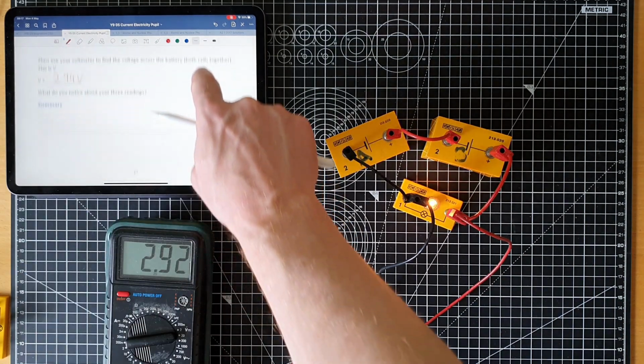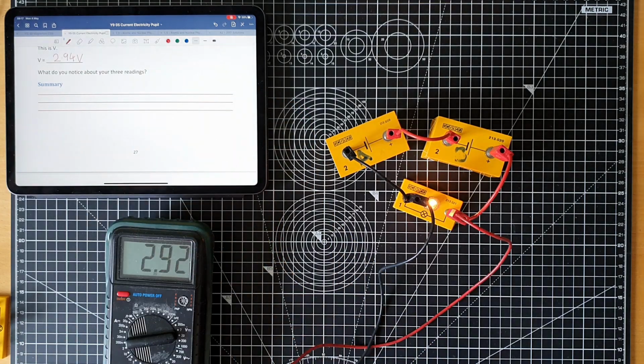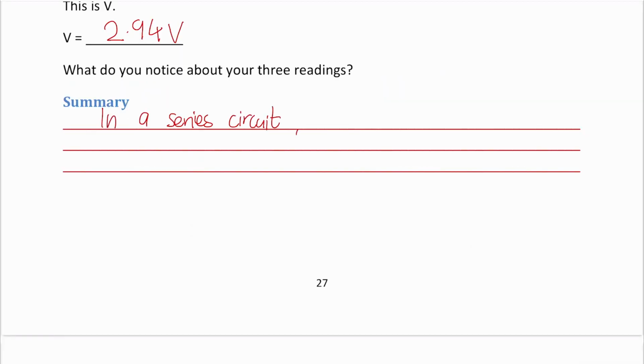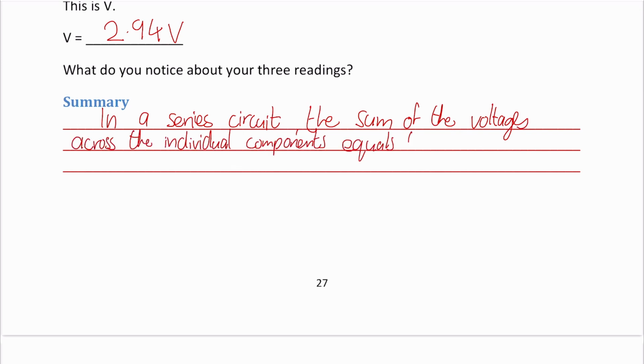So in summary, what do we notice about our three readings? In a series circuit, the sum of the voltages across the individual components, in other words, across all the bulbs or whatever it is taking the voltage out, equals the voltage across the battery, equals the input voltage. And we can write that down as a little simple equation. So V, which is our input voltage, equals V1 plus V2 plus V3. That's all our output voltages, and so on.